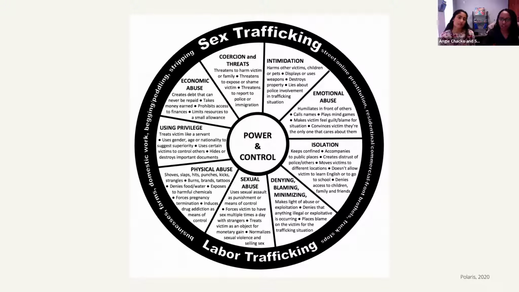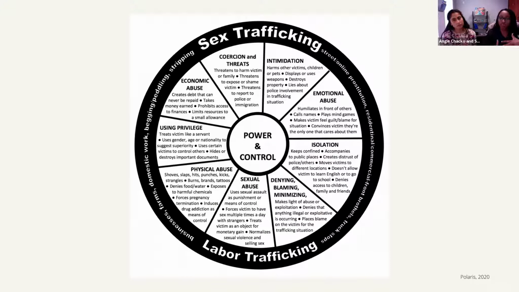A couple of them that are here: intimidation, emotional abuse, isolation. They're getting them away from their family and friends. They don't have anyone else, so that automatically brings control over them. They will deny, blame, or minimize anything that they're trying to bring up, any feelings that they may have toward a situation. Sexual abuse is normally very common, especially with sex trafficking. With labor trafficking, it's not as common, but you cannot completely throw it out, because it is a possibility even with labor trafficking.